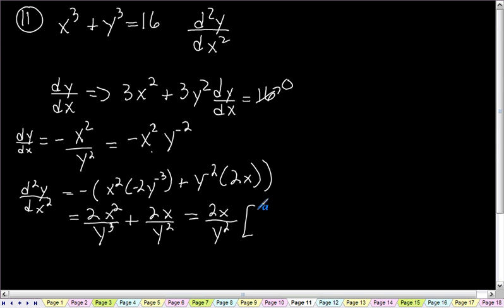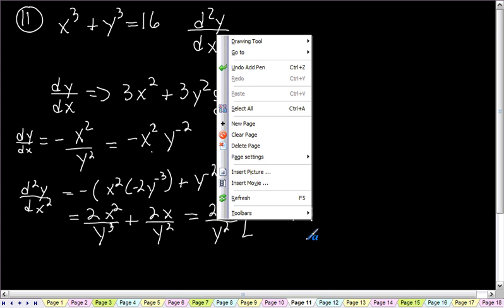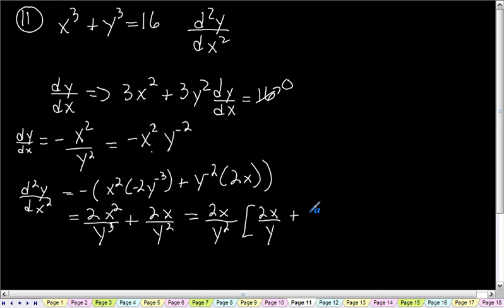Okay, that's right. Factor out a 2x. This is left with 2x here, plus factor out 1. Left with the 1. Here I'm left with 1. Left for that. So that is my answer.